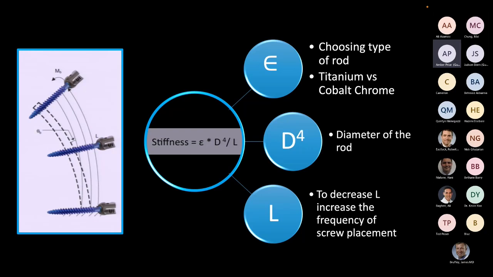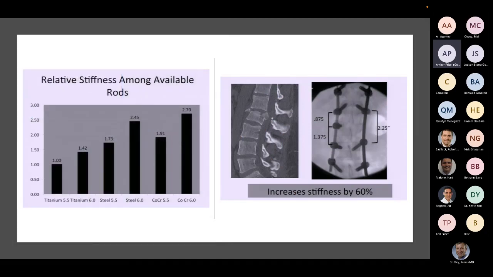And then the last is by decreasing this L component of the equation. When you look at spines specifically, this has to do with the increased frequency of placing your different screws. The more frequent you place the screws, the smaller the L in between the screws and the more stiff the construct. So if you were attempting to make your construct more stiff, you would increase the frequency of your screws. If you were trying to make your construct maybe less stiff, perhaps at the top of a construct, and provide a more transition zone, you would decrease the frequency of your screw placement.